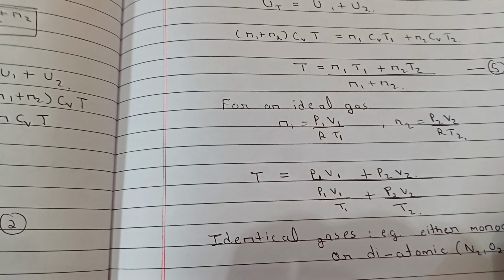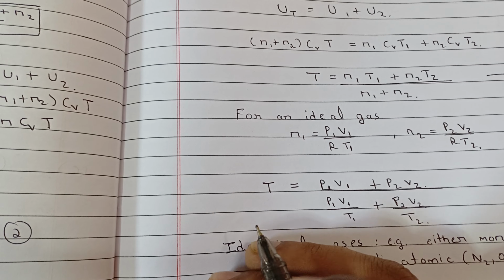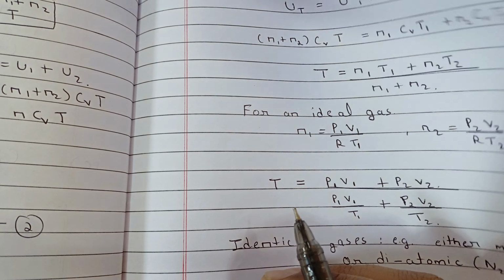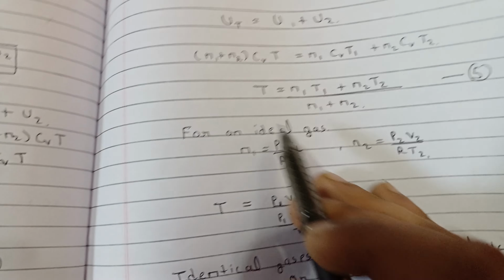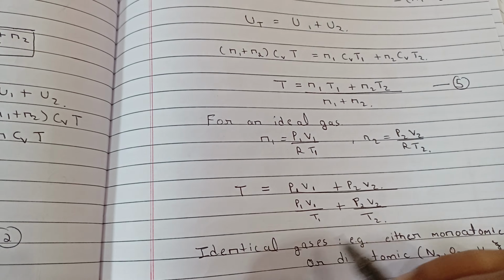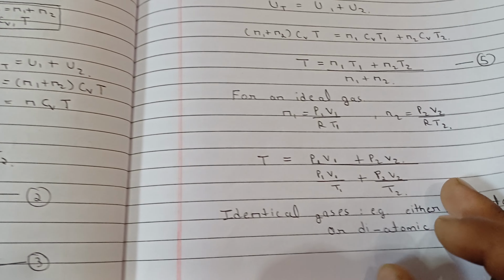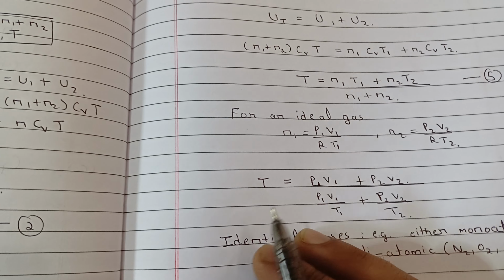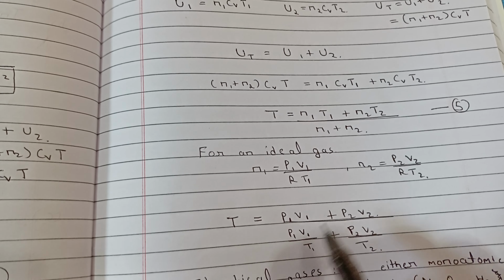Now there were some questions asked in previous years. They were just based on this formula: the final temperature was asked for the ideal gas, so you were using this formula, and this expression is also asked in the question, that is, what can be the final temperature if you know P1 V1 T1.